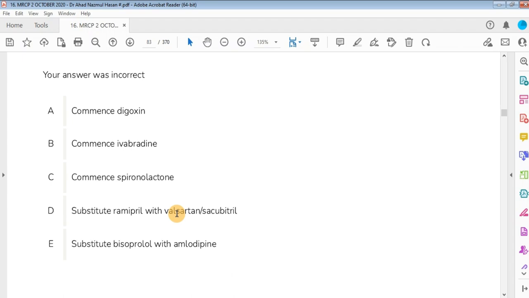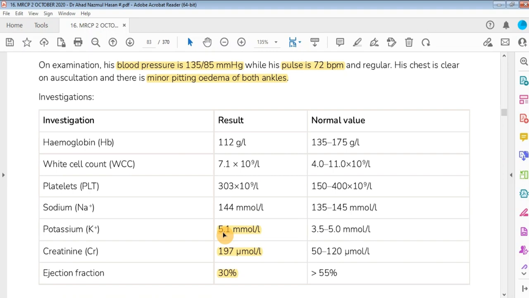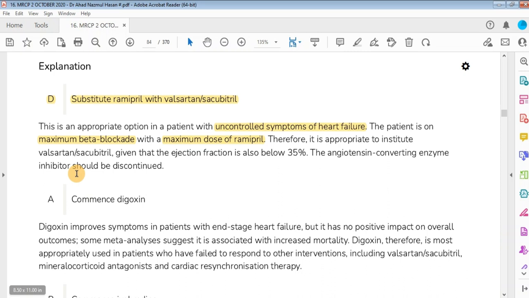And if here the heart rate was 76 beats per minute, then in that case, we can easily go with the ivabradine. This is an appropriate option in a patient with uncontrolled symptoms of heart failure. The patient is on maximum beta blocker with maximum dose of ramipril. Therefore, it is appropriate to institute valsartan sacubitril given that the ejection fraction is below 35.